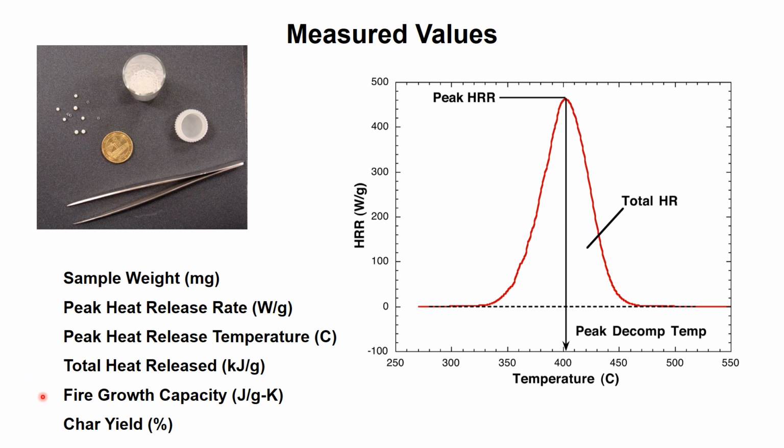After that, we have fire growth capacity, which is the new metric we are testing. We want to see what kind of variations we get for these more complex heat release rate histories. And finally, we have the char yield, which is the residue left at the end of the test.